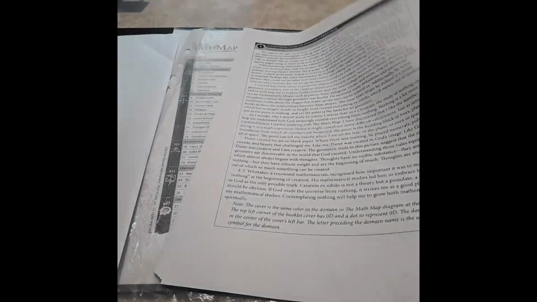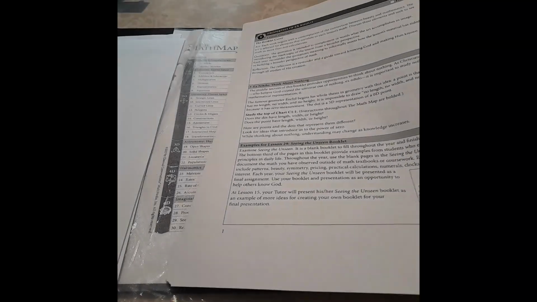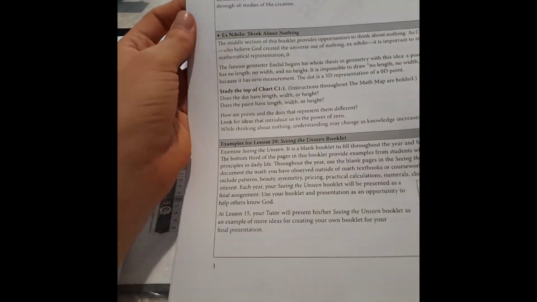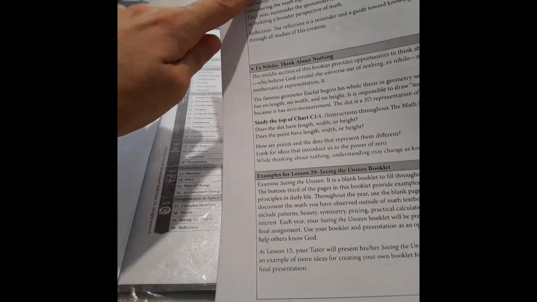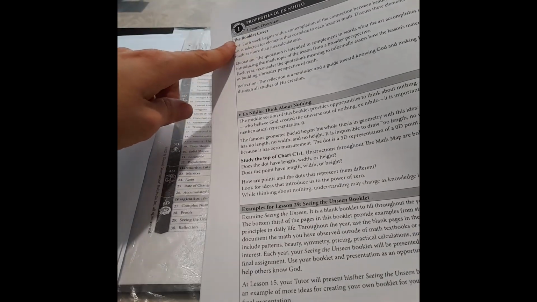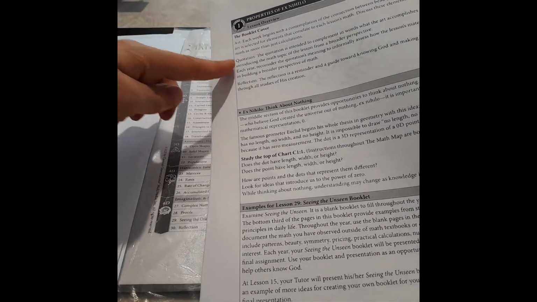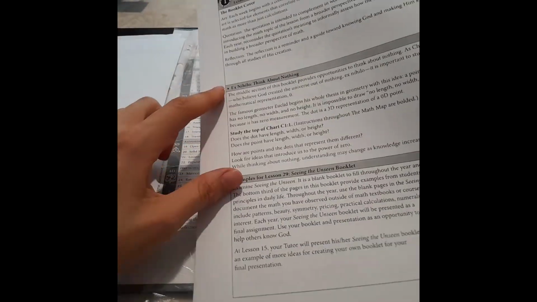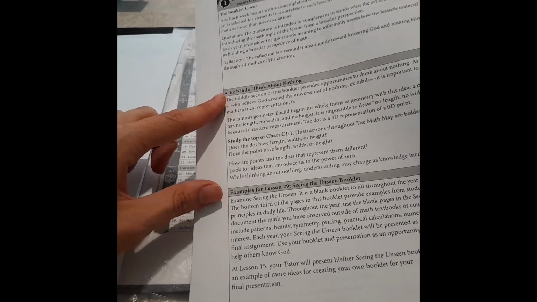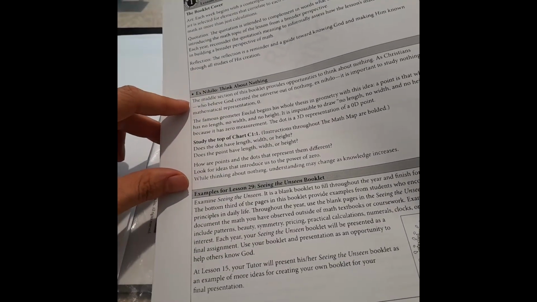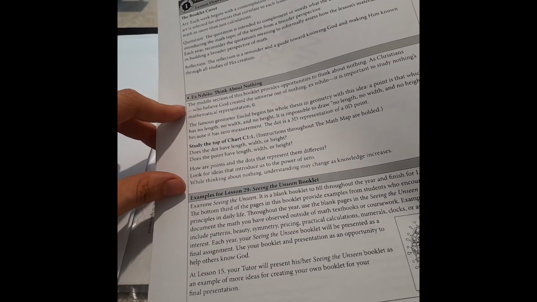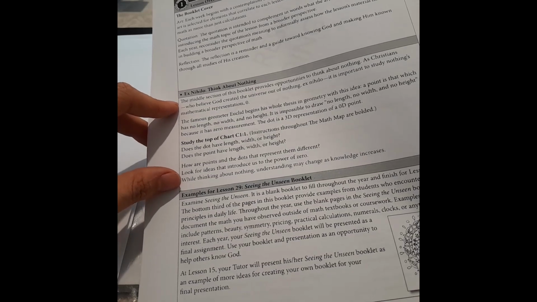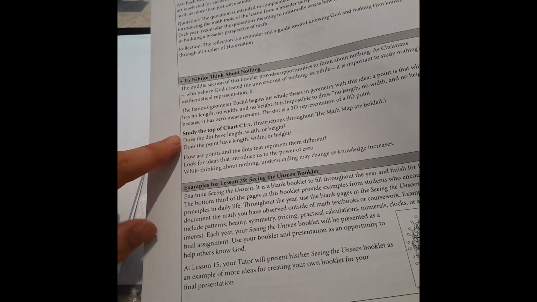So besides those 2 pages of Exordium, here it gives you a lesson overview. So the booklet cover, art, quotation, reflection. It tells you what to do with the cover, okay? Here, ex nihilo, think about nothing. The middle section of the booklet provides opportunities to think about nothing, okay? Study the top of chart.